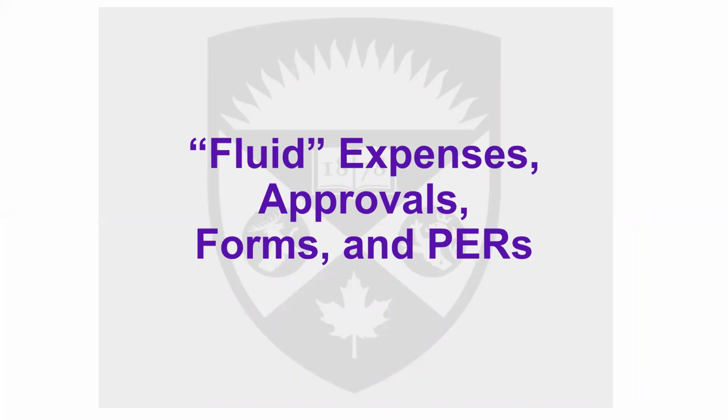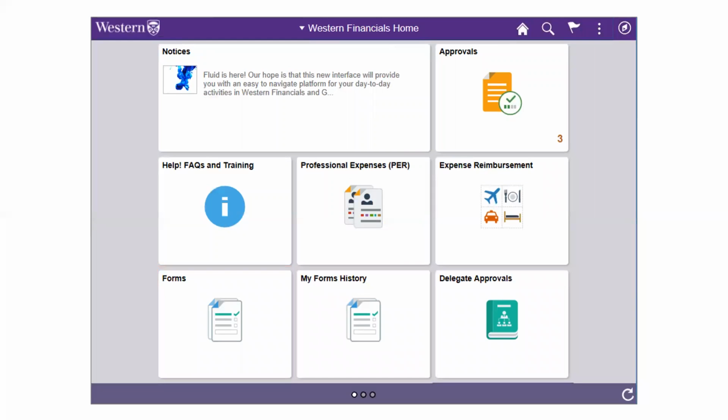Fluid expenses, approvals, forms, and PERs. Expenses, approvals, PERs, and online forms have been redelivered using a fluid format, meaning that the fields on the page will shift or display in an appropriate way based on whether you are using a desktop, laptop, tablet, or phone. Let's look at how an expense report and an online form will look when viewed on a desktop or laptop versus a phone. We'll launch the expense reimbursement dashboard from the Western Financials homepage.